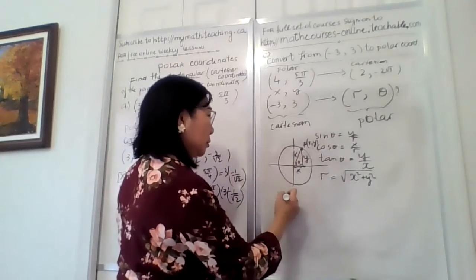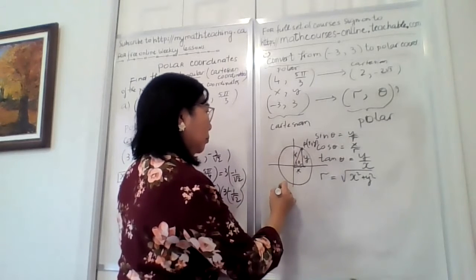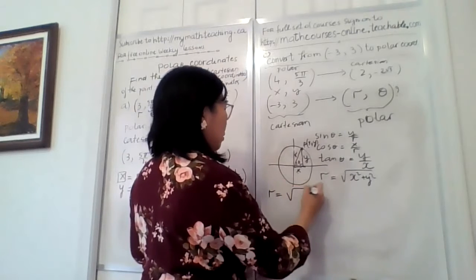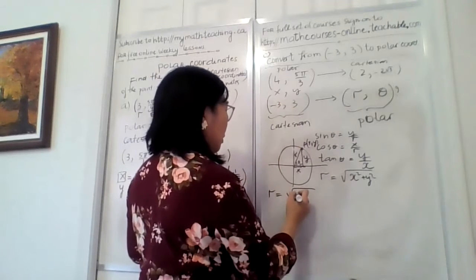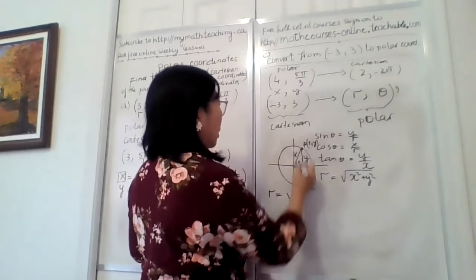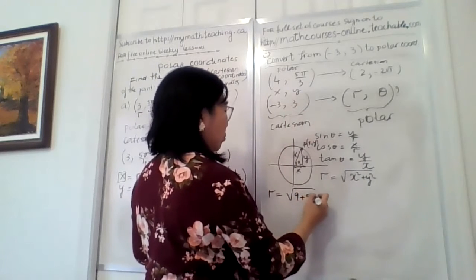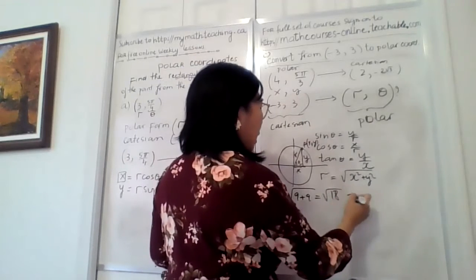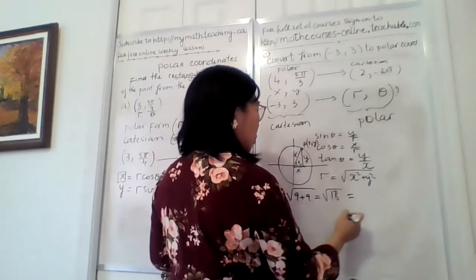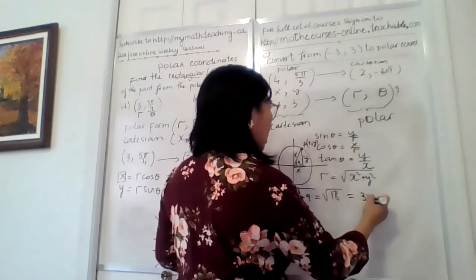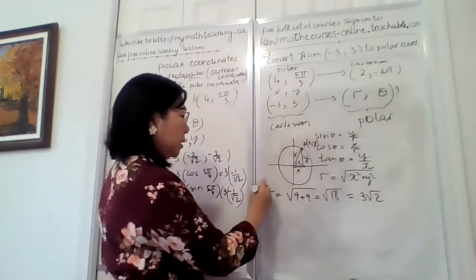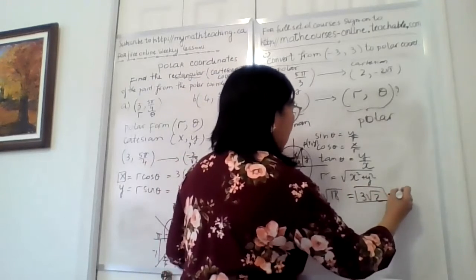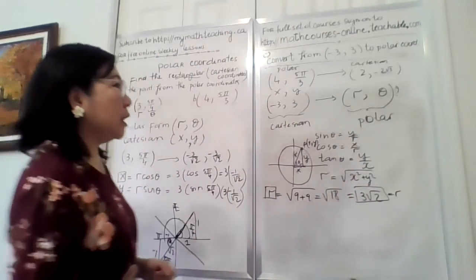Let's find out the r first. So our r will be the square root of minus 3 squared, which is 9, plus 3 squared, which is also 9. So equals the square root of 18. Take out the radical. This is 9 times 2, so it will be 3 square root 2. So that is our r. Now we know our r, right? Now let's find out the angle.